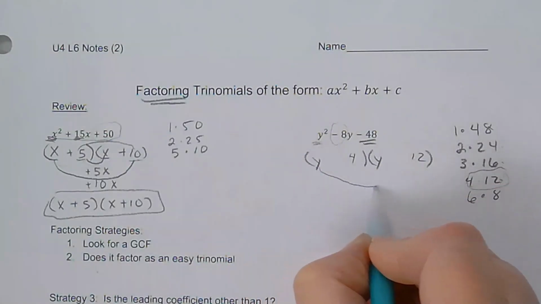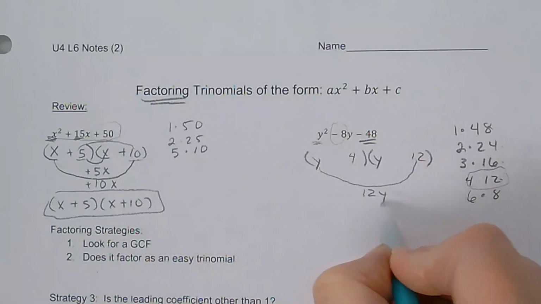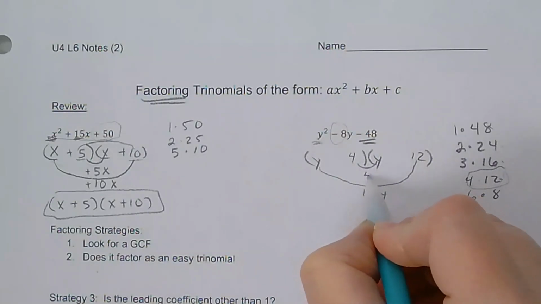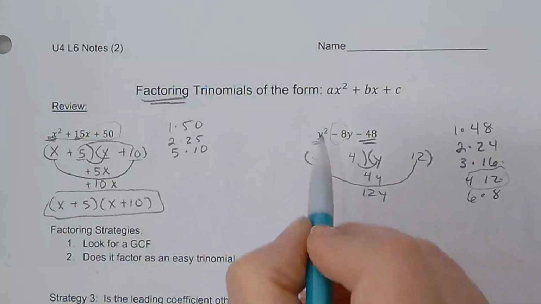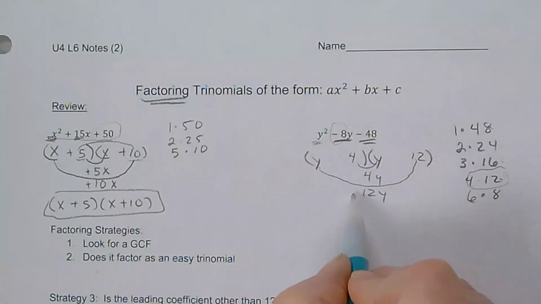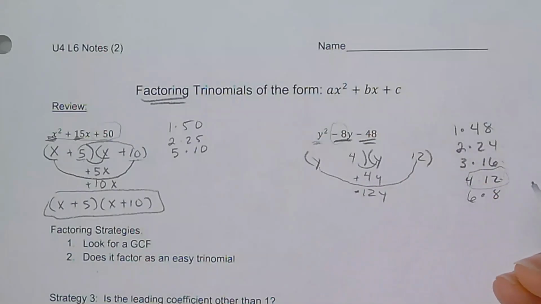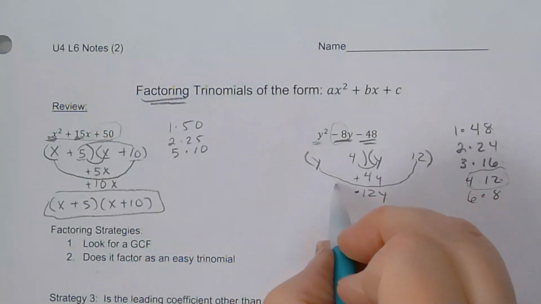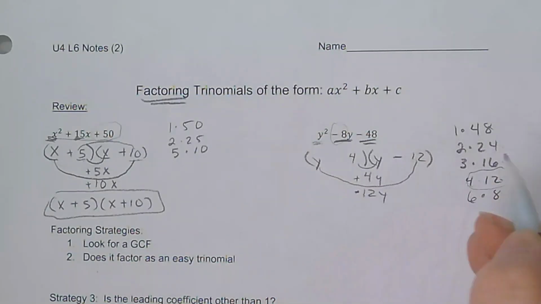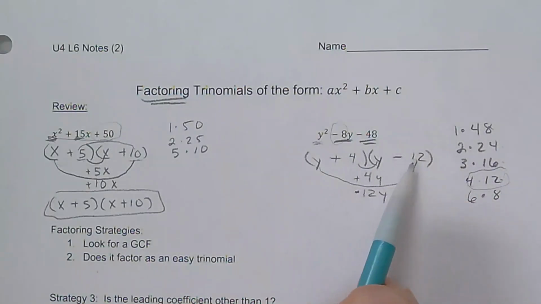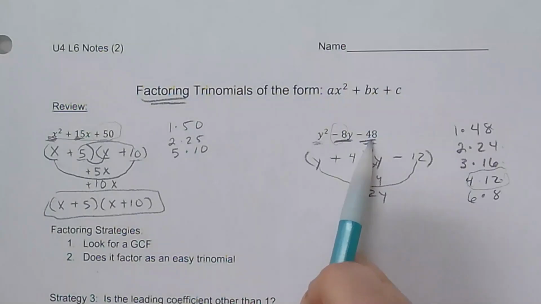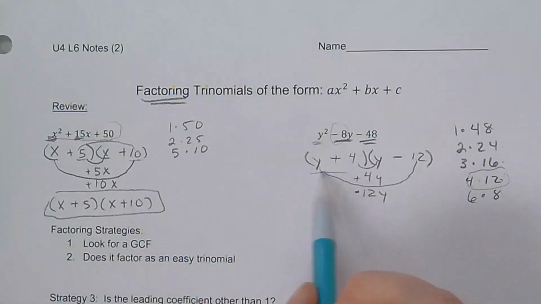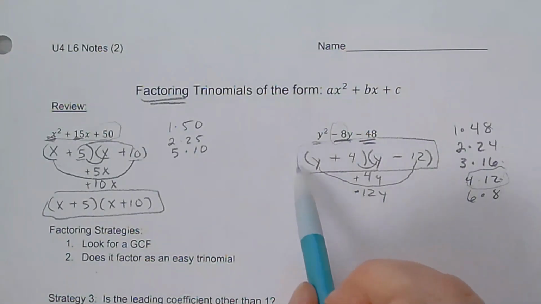When I do 12 times y, I get 12y, and 4 times y is 4y. And since I want to have negative 8, I want to pick 12 to be negative, because negative 12 and positive 4 is negative 8. So this is what makes 12y, so that's minus, and this is plus. And positive 4 times negative 12 is negative 48. So the two factors would be y plus 4 times y minus 12.